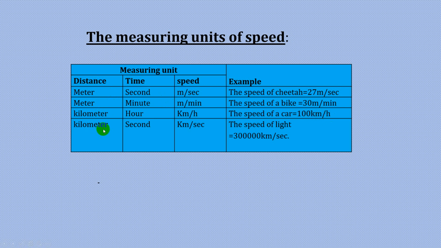The distance is in kilometers and the time is in seconds, so it's kilometers per second. The speed of light is 300,000 kilometers per second.